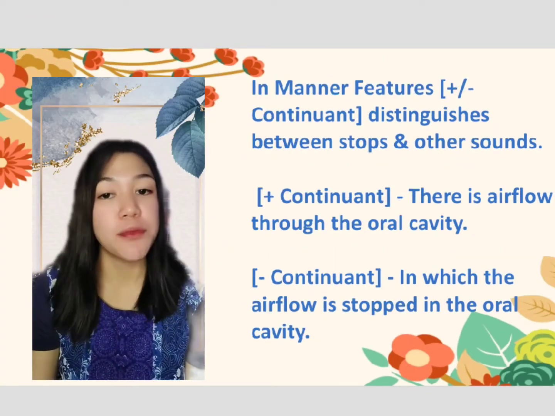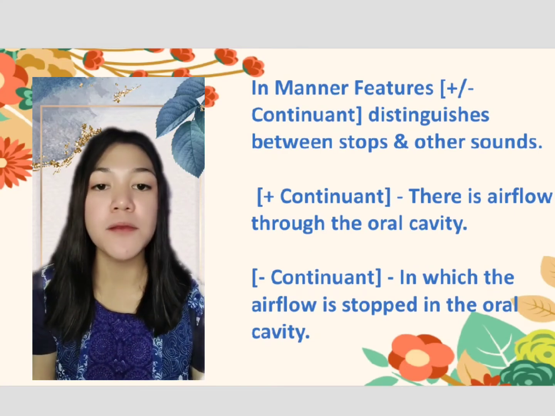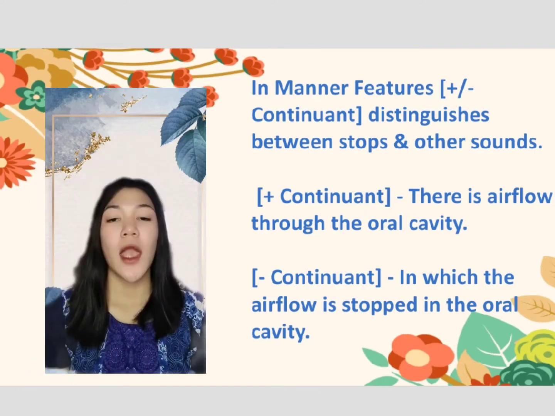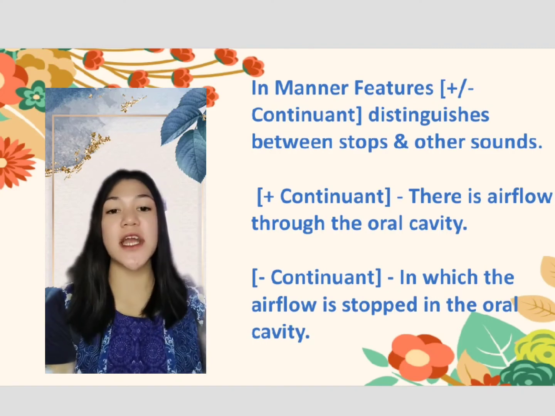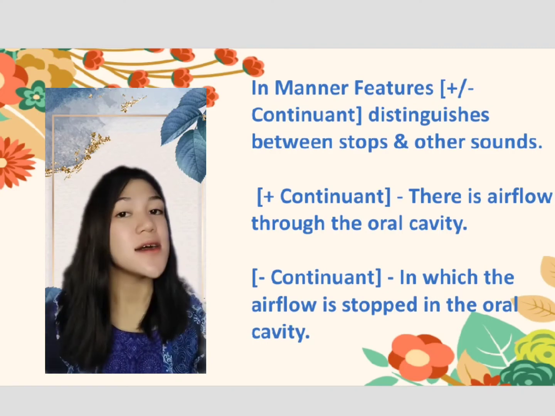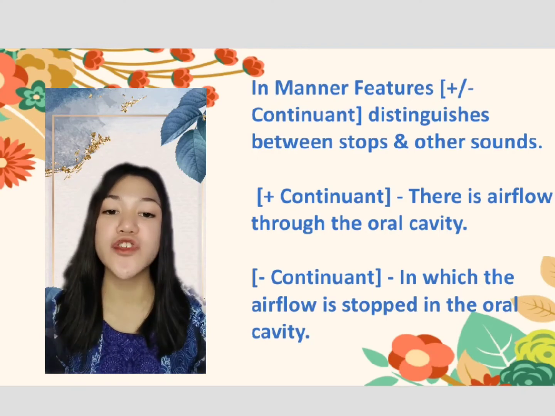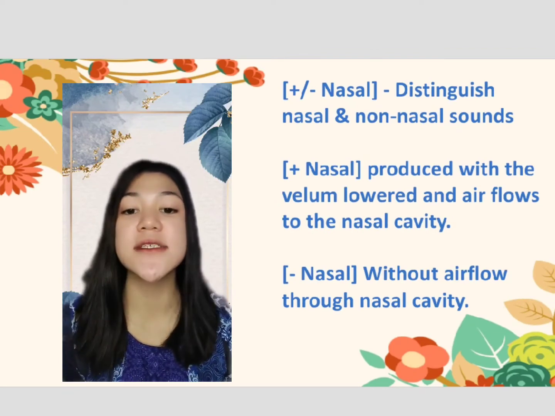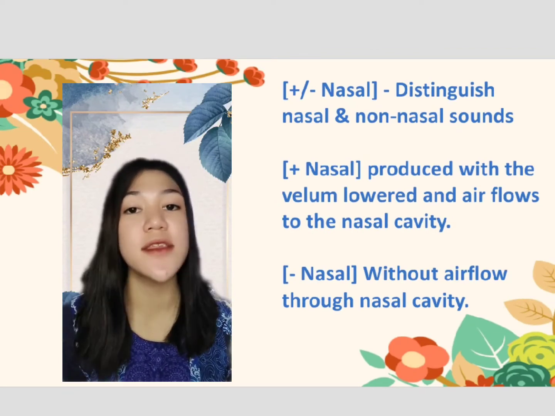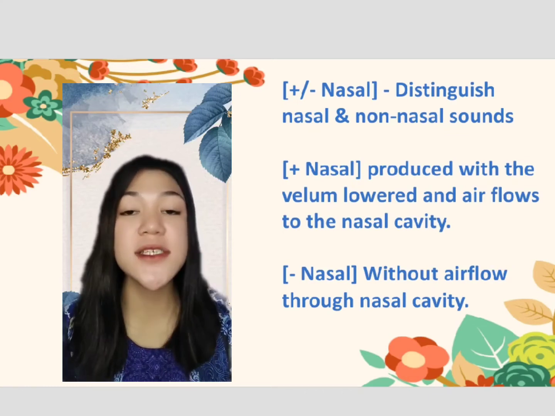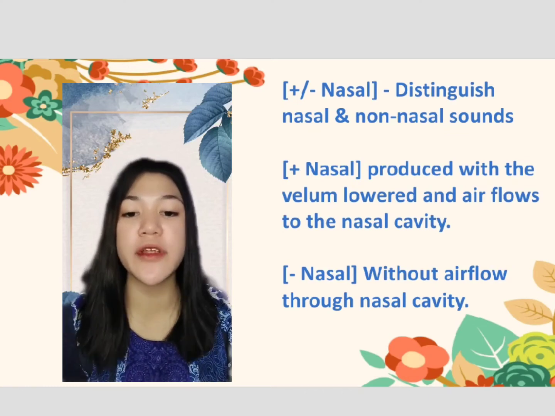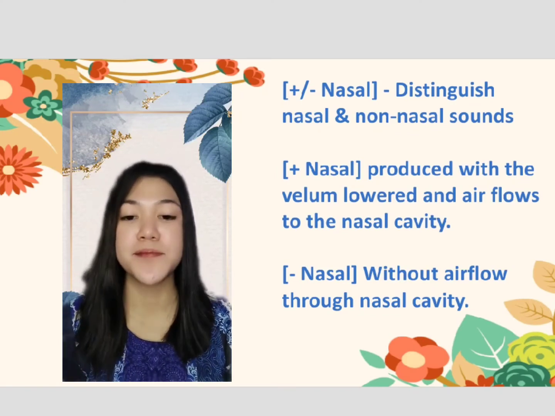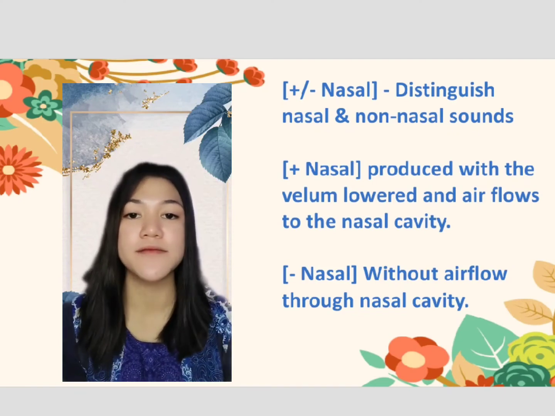Manner features. In manner features, positive negative continuant distinguishes between stops and other sounds. Plus continuant is there is airflow through the oral cavity. Minus continuant, in which the airflow is stopped in the oral cavity. Plus minus nasal distinguishes nasal and non-nasal sounds. Plus nasal, produced with the velum lowered and air flows to the nasal cavity. Minus nasal, without airflow through nasal cavity.